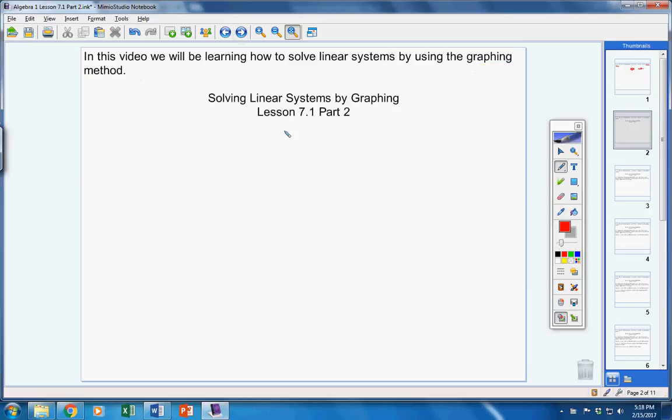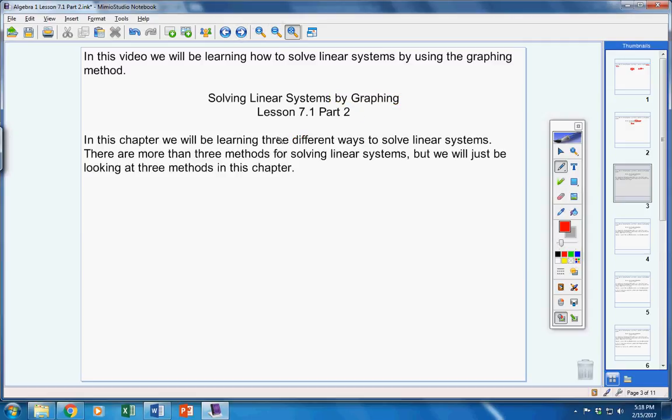So here's your heading. Please copy it down, and also include today's date. Your heading is Solving Linear Systems by Graphing, Lesson 7.1, Part 2, and then of course today's date. Now it's very important that you put the words by graphing. It's very important that you do that because here's why.